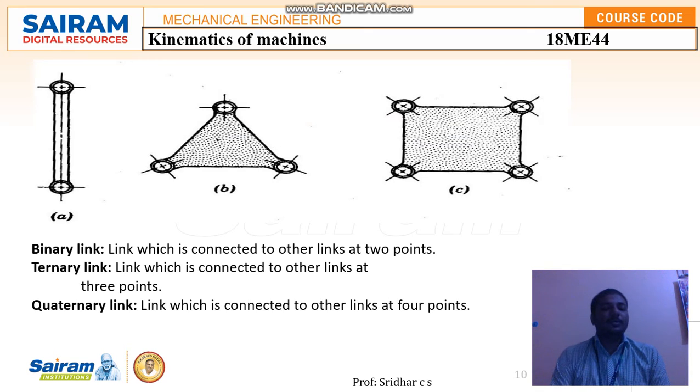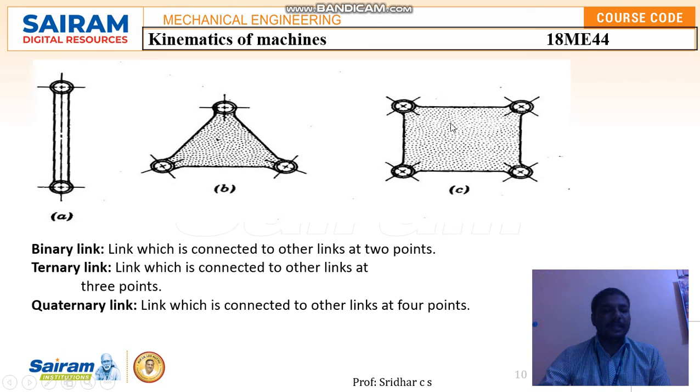So next we're going to talk about the types of links. Now, this is further classified into three types of links, which you can see in the diagram: binary link, ternary link and quaternary link. A binary link is one connected to other links. When we transmit any motion, there should be at least two bodies or two links in order to transmit the motion from one link to the other. So you can see here the binary link.